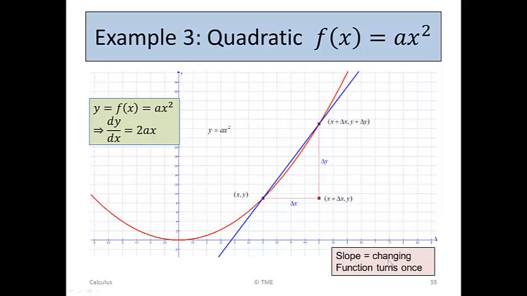In this case, the slope is changing because depending on the x value, you get a different answer for the slope. We also see that this particular function turns once. It's a quadratic, it will turn once.